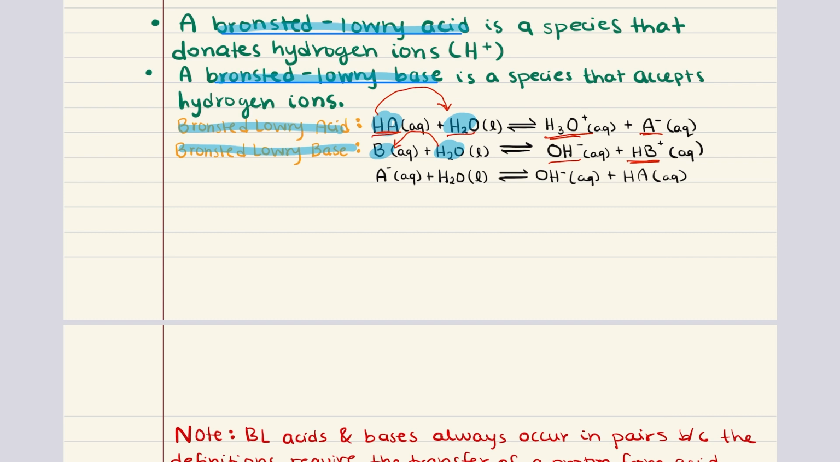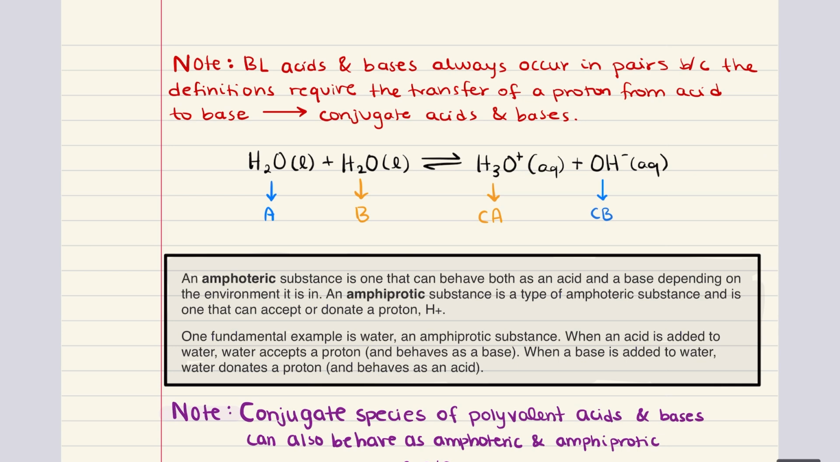Now, from this discussion, we can make note that Bronsted-Lowry acids and bases always occur in pairs because every acid-base reaction involves a proton transfer. One species donates the proton, the acid, and the other accepts it, the base. And this creates conjugate acid-base pairs. So for example, let's scroll down here and take a look at this reaction. This is a reaction of water with itself, autoionization, and we get the following reaction.